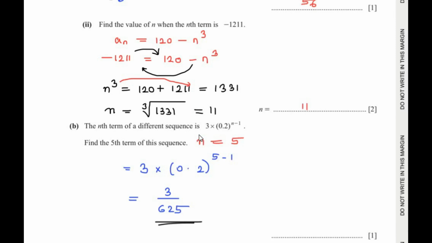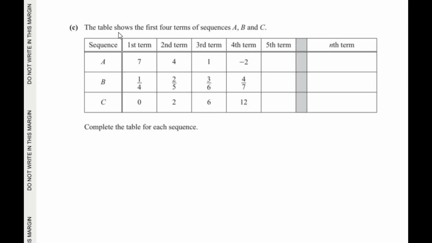Now let us move on to the next question. The table shows the first 4 terms of the sequences A, B and C. Complete the table for each sequence. So here we can see 3 sequences are given. Here we need to find the fifth term as well as the nth term for each sequence. Now let us begin with the sequence A.